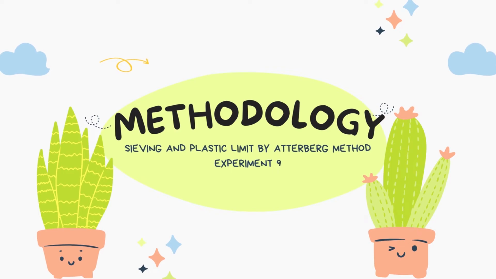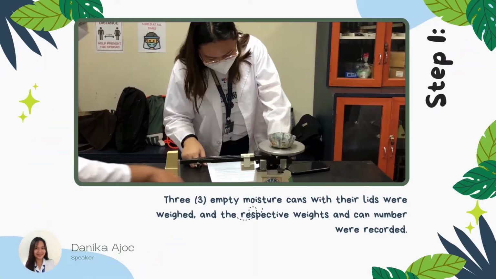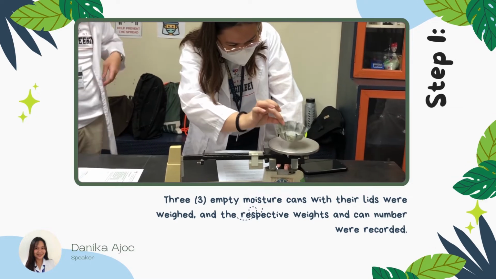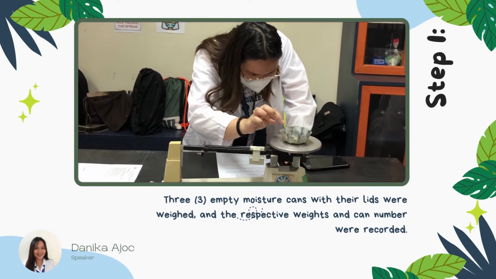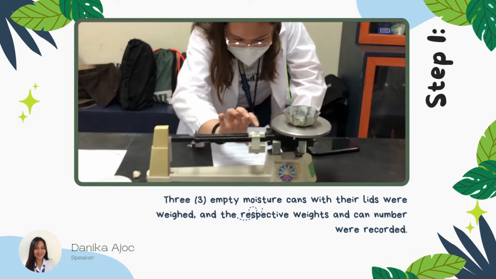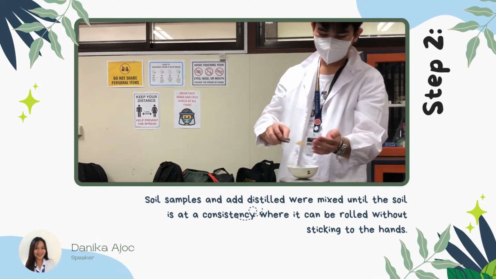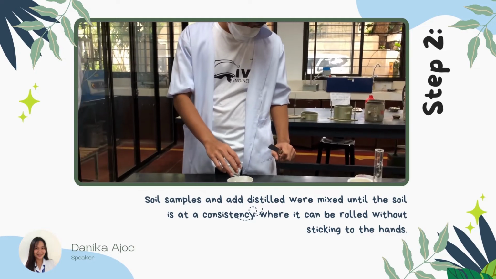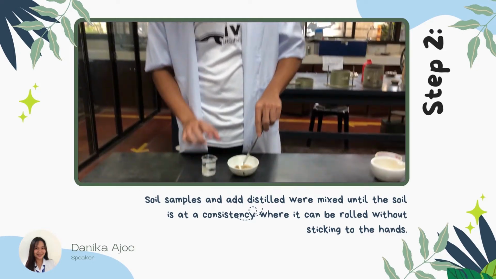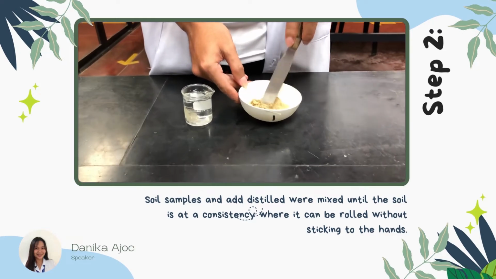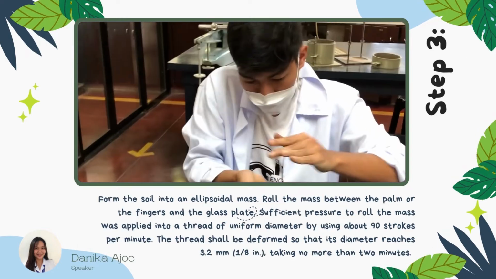Methodology. Step 1. 3 empty moisture cans with their lids were weighed. The respective weights and can number were recorded. Step 2. Soil samples and distilled water were mixed until the soil is at a consistency that can be rolled without sticking to the hands.